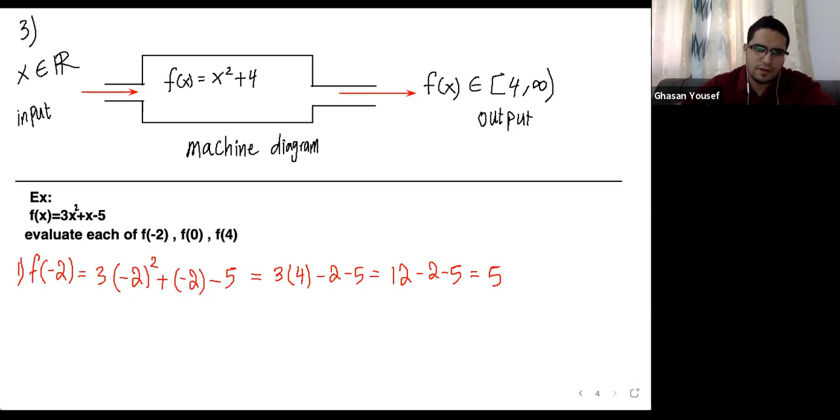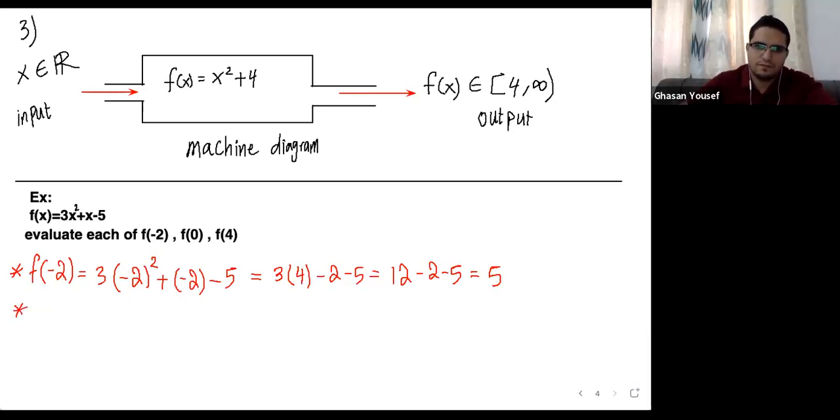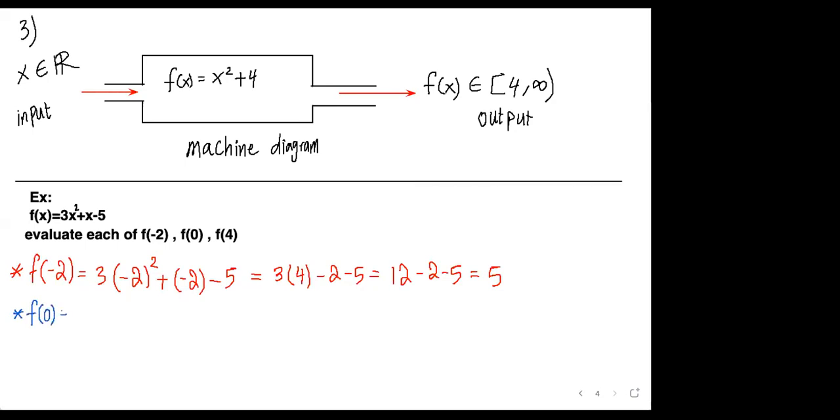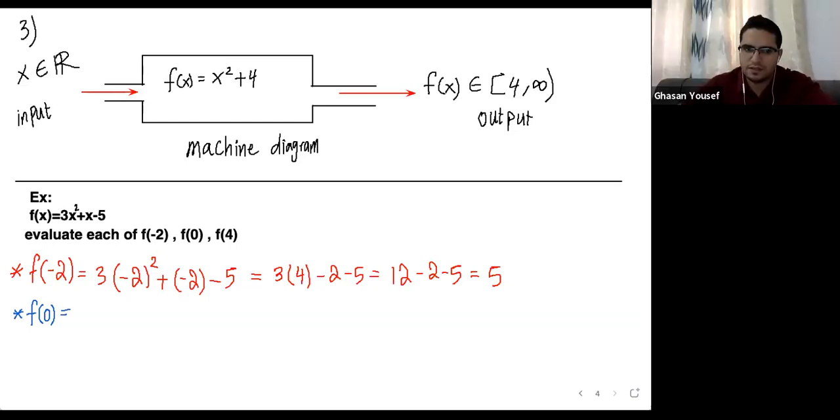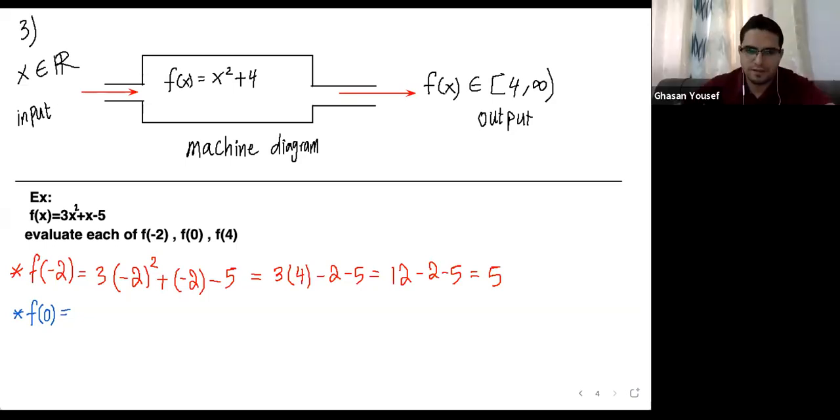Thanks. For the second one, f of 0. Is that a square on top? 3x squared, yes. 3x squared plus x minus 5. It's just minus 5 there. It will be minus 5. This is correct. 3 times 0 squared plus 0 minus 5: 0 plus 0, 0, equals minus 5.